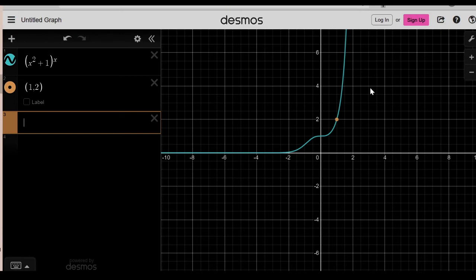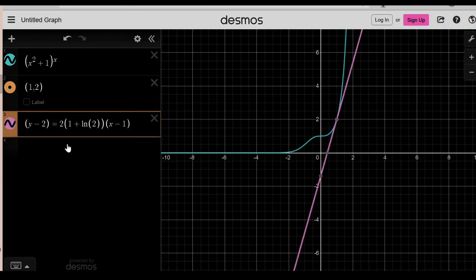Now this function is sufficiently strange that I think it is worth verifying graphically that this answer is correct. In blue, we have the graph of our given function, which is x squared plus 1 to the power x, which has really interesting behavior. It looks almost like an exponential function, except for this strange little wiggle close to the origin. I typed in the equation of the tangent line that we found, y minus 2 equals giant slope times x minus 1, and sure enough, that pink line is perfectly tangent to the graph of the function.